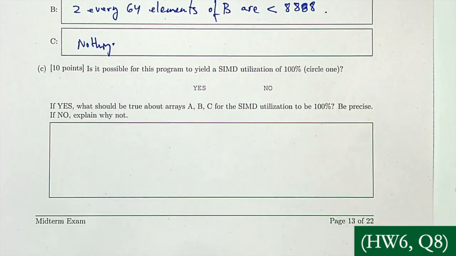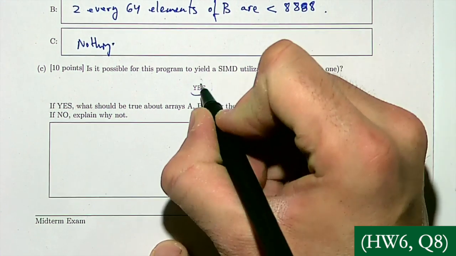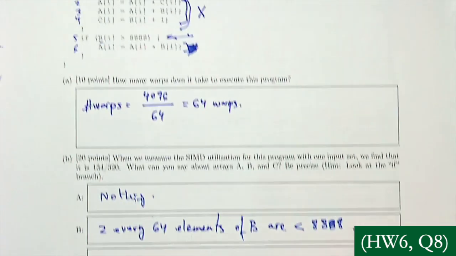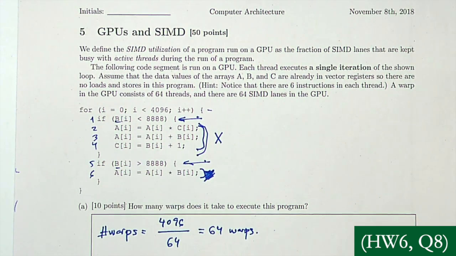Okay, part C. Is it possible for this program to yield a SIMD utilization of 100%? And the answer is yes. And why is that? Because what should be true about A, B, and C for this to happen? Again, we don't care about A and C, we care about B, same as in the previous part. And if you want to have 100% utilization, essentially what you need is that all the 64 threads of a warp always go through the same path. And for that, there are three possibilities.